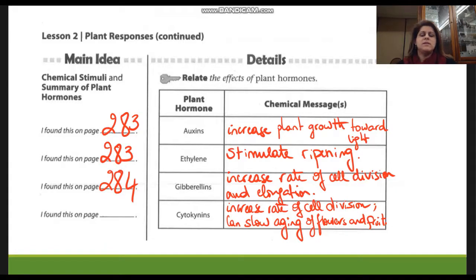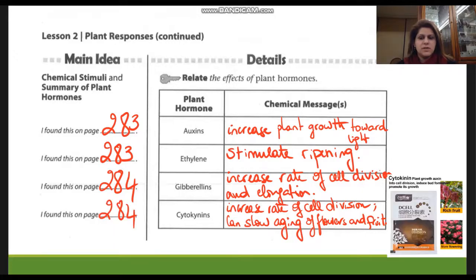It increases the rate of cell division, just like the gibberellin, and it makes, by the way, the fruits look better. They become, they look fresher, even though they're kind of older than the ones that you had before, and so on, but they look better. So that's the job of the cytokinins. So they increase the rate of cell division, and they can slow aging of flowers and fruits.